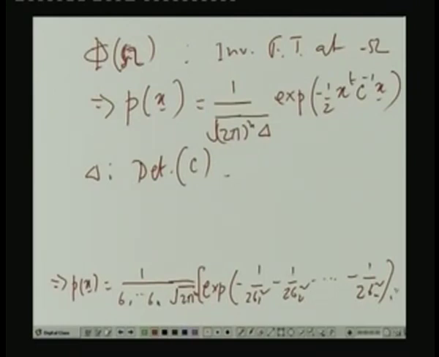So we stop here today. In the next class we talk about stochastic convergence and we go towards the central limit theorem. Okay. Thank you very much.